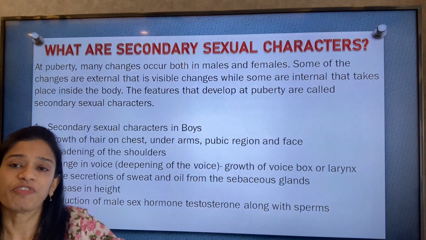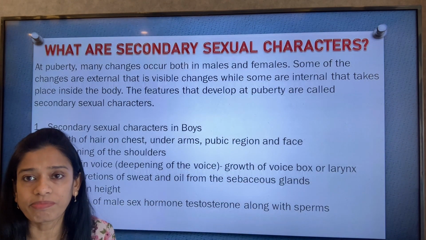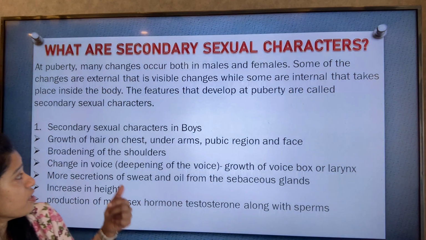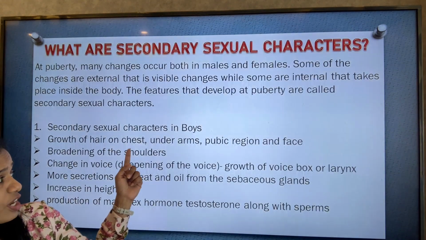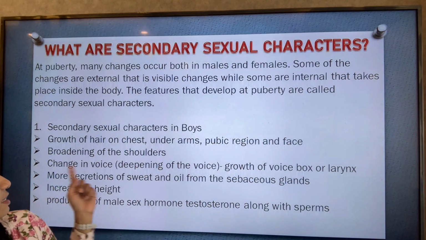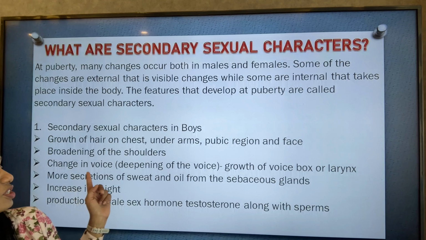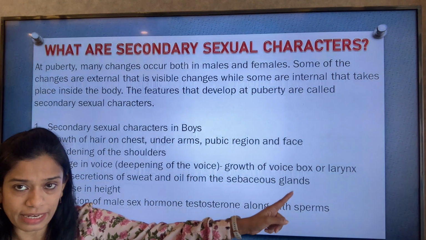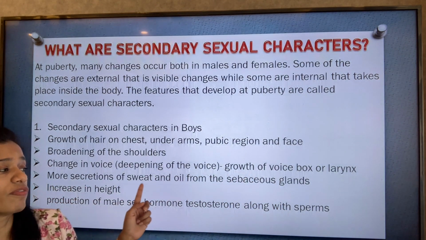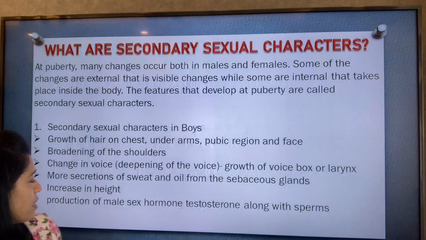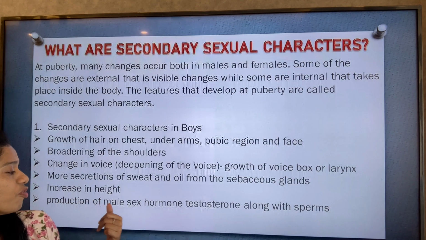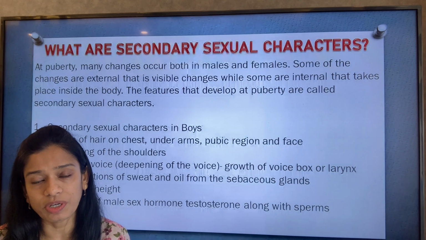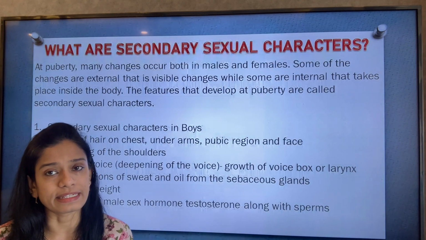These points must be very well read, and you must remember them because you will be asked in this, so you have to write the points. The first point is growth of the hair on the chest, underarms, pubic region and face. Broadening of the shoulders, changes in the voice, that is deepening of the voice due to growth of the voice box or the larynx. More secretions of the sweat and oil from the sebaceous glands, increase in height and production of male sex hormones called testosterone, and also production of the sperms takes place from the testis.